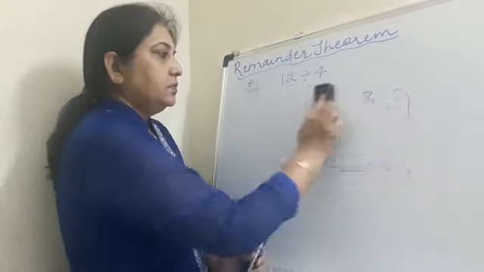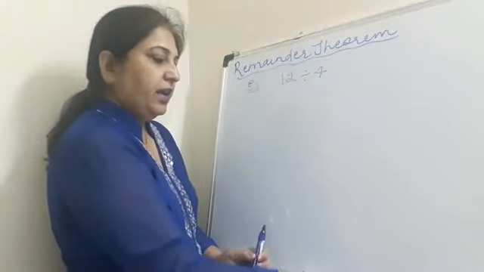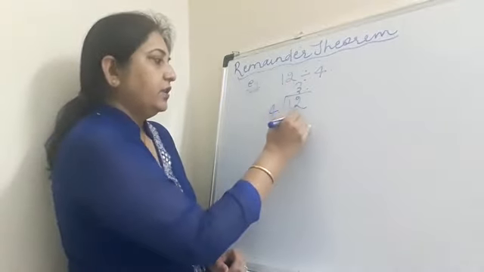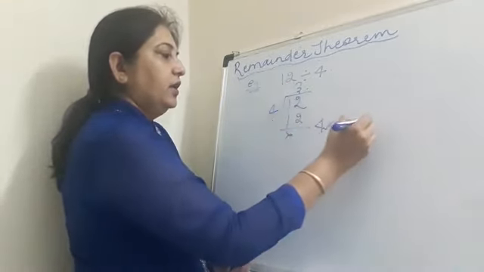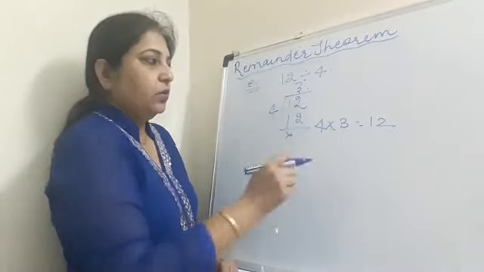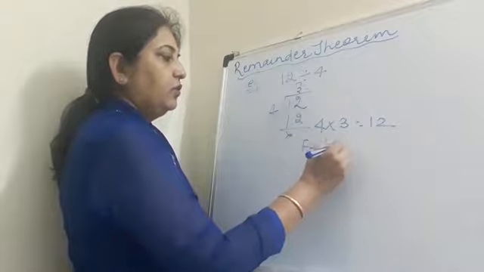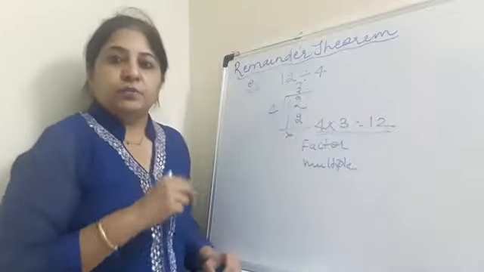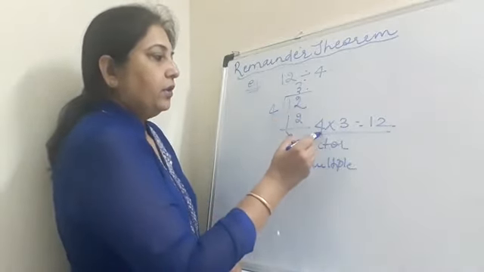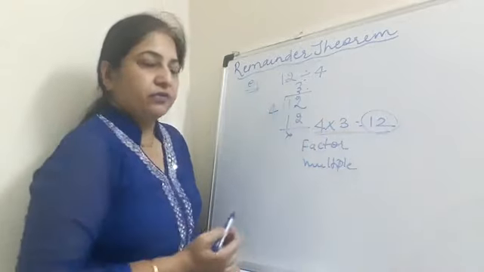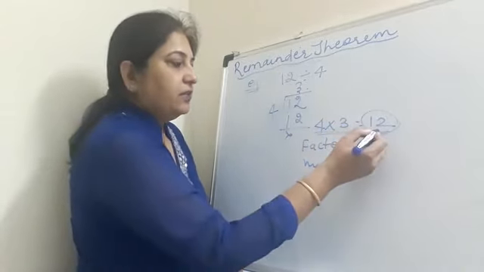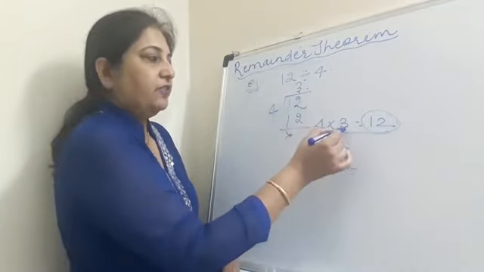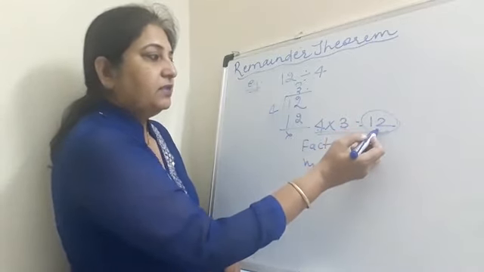Now, in the same question, when I divide 12 by 4, I get 3, right? 4 threes are 12. We can write 4 into 3, 12. So you also know what is the meaning of the word factor and what is the meaning of the word multiple. I can say this in two forms, right? That is 4 and 3 are factors of 12, and we can say that 12 is a multiple of 4 and 3.